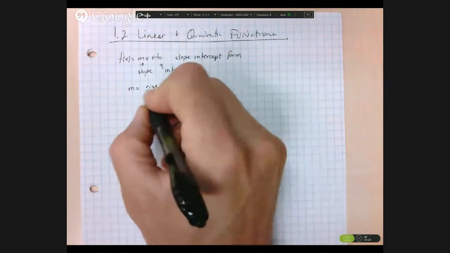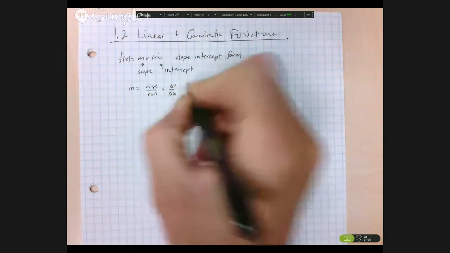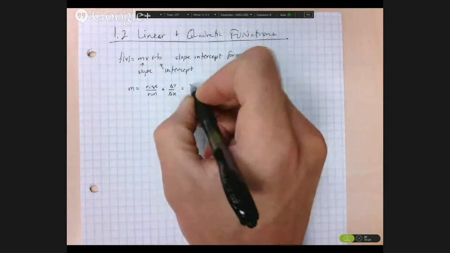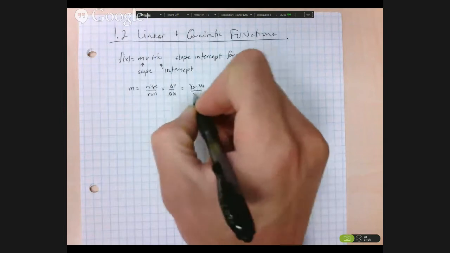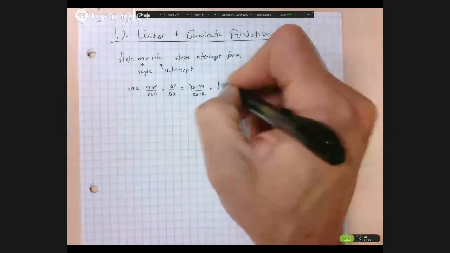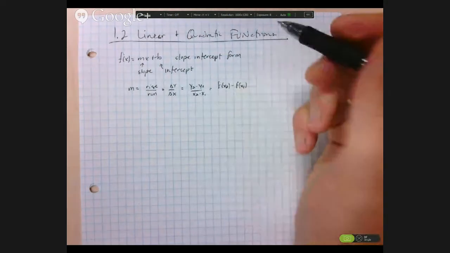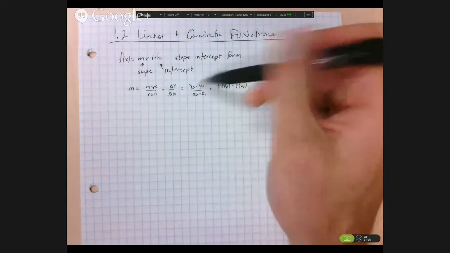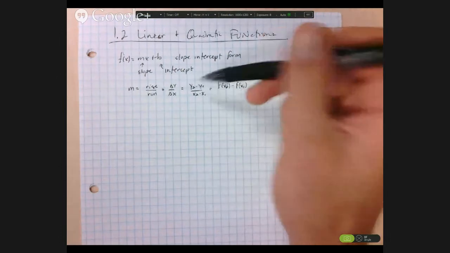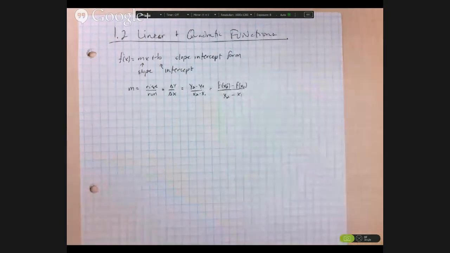Rise over run, change in y over change in x, y2 minus y1 over x2 minus x1. And here's one you may not be familiar with. f of x2 minus f of x1. Those just correspond to each other. If you plug x2 into f, you get y2. Okay.